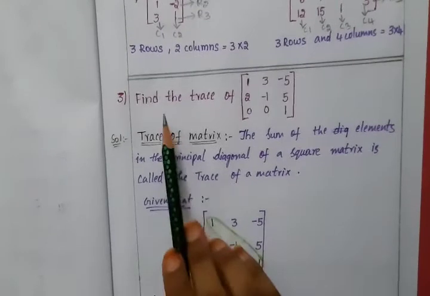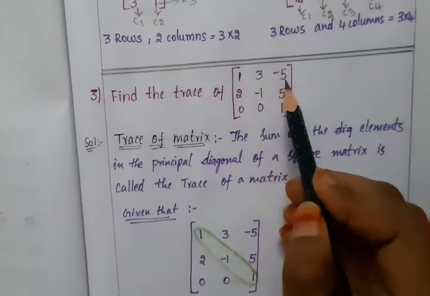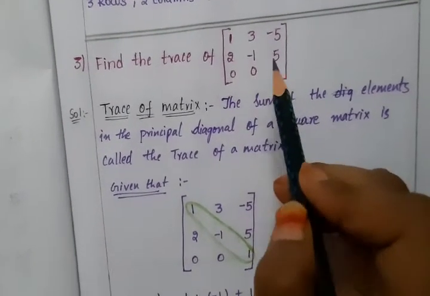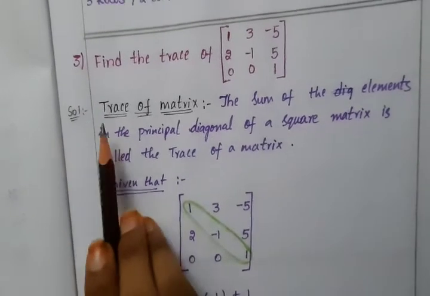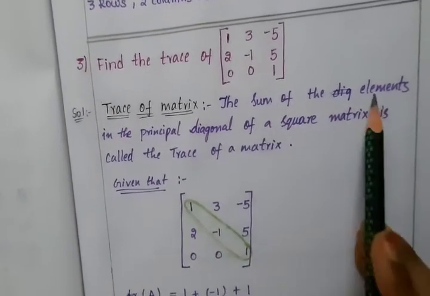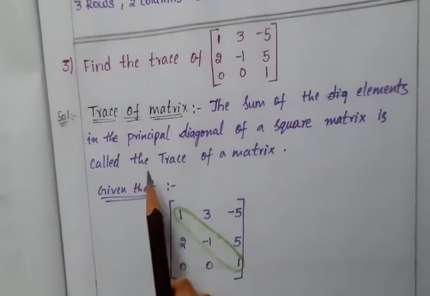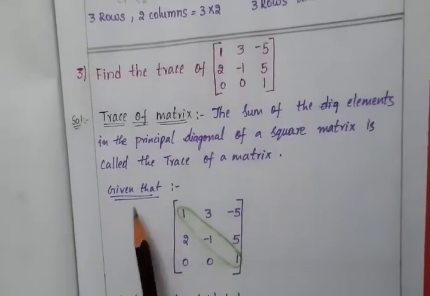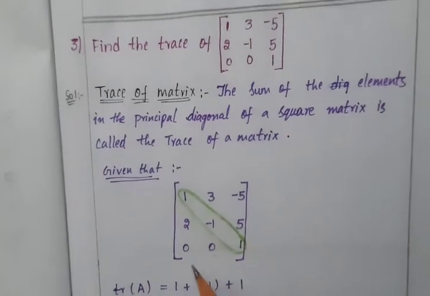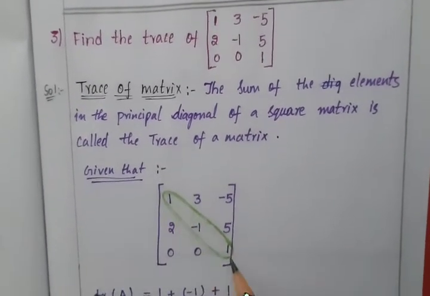Third question. Find the trace of the matrix 1, 3, minus 5, 2, minus 1, 5, 0, 0, 1. Solution. First write the definition of trace of a matrix. The sum of the elements in the principal diagonal of a square matrix is called the trace of a matrix. Given that 1, 3, minus 5, 2, minus 1, 5, 0, 0, 1. This is the principal diagonal of the matrix.